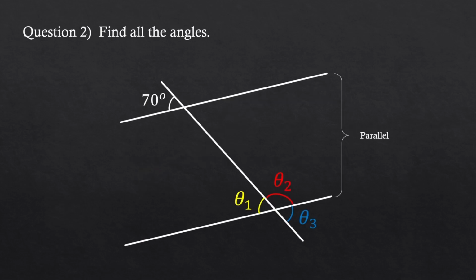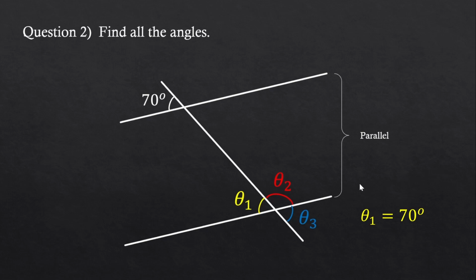Question 2. Find all the angles. I meant theta 1, theta 2, and theta 3. This time, we still have two parallel lines, but they're tilted a little bit. Would that matter? No, it doesn't. They're still parallel to each other. So if we are slicing them with a single line, it should still slice them in the same way. So that immediately tells that theta 1 should be 70 degrees. Make sense?